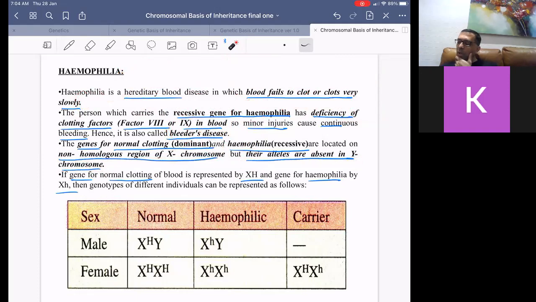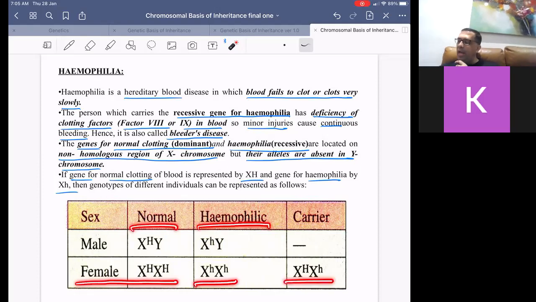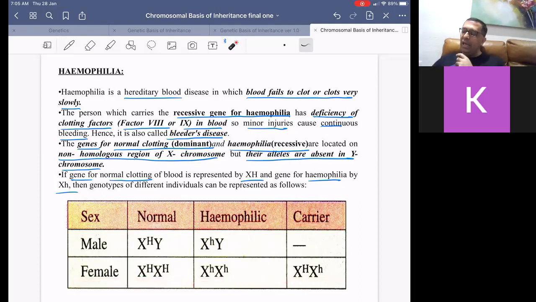If the gene for normal clotting of blood is represented by X capital H and the gene for hemophilia by X small h, then the genotypes of the individuals are: X capital H Y is a normal son, X small h Y is a hemophilic son. And in females, X capital H X capital H is a normal female, X small h X small h is a hemophilic female, and X capital H X small h is a carrier female. So, like in color blindness, the same pattern is seen here.